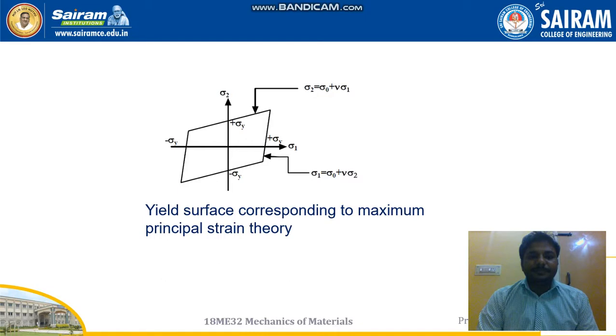Here sigma 1 will be equal to sigma naught plus nu into sigma 2, where nu is Poisson's ratio, and sigma 1, the maximum principal stress, is equal to sigma naught plus nu into sigma 2. Now for the minimum principal stress, sigma 2 is sigma naught plus nu into the maximum. For the maximum we consider the minimum, and for the minimum we consider along with the factor nu. You can see these are the positive x and y axes, and the other axis we consider as negative.